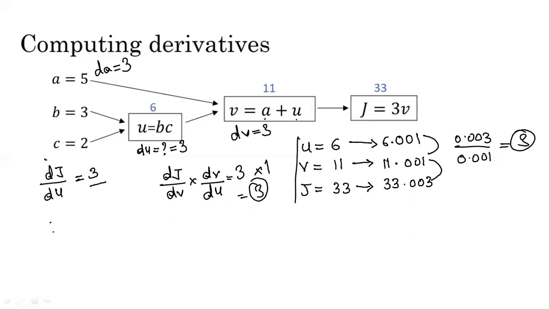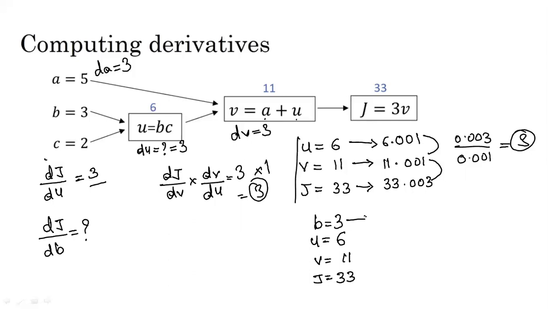We have this example of the derivative dj upon db. Okay, we need to find the value of this derivative. So we need to find the derivative of j with respect to the variable b. The initial value of b here is 3, and if b is 3, we have the value of u as b into c, that is 2 into 3, that is equal to 6. Okay, and if u is equal to 6, then v is equal to 6 plus 5, that is equal to 11, and if v is equal to 11, then we have the value of j as 33.